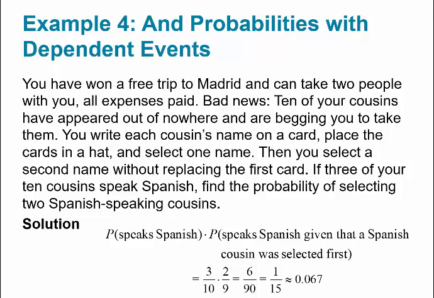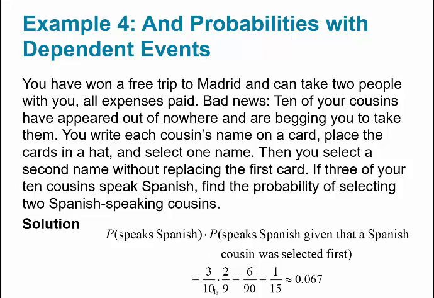Well, this is the probability the first cousin speaks Spanish and the second cousin speaks Spanish. But here's the thing, these are dependent events. Because if 3 people speak Spanish, and I take one of them out of the pool, that's going to affect the probability that another person speaks Spanish. So you're going to have to take the probability that the first person you select speaks Spanish, and then multiply that by the probability the second person speaks Spanish, given that the first person you selected speaks Spanish. Well, the probability that the first cousin speaks Spanish: there's 10 cousins, 3 of them speak Spanish.